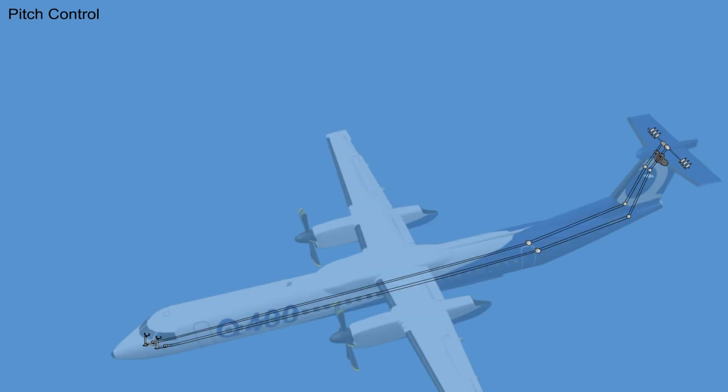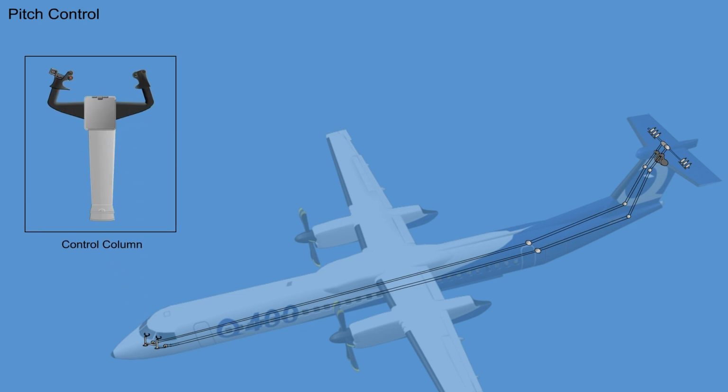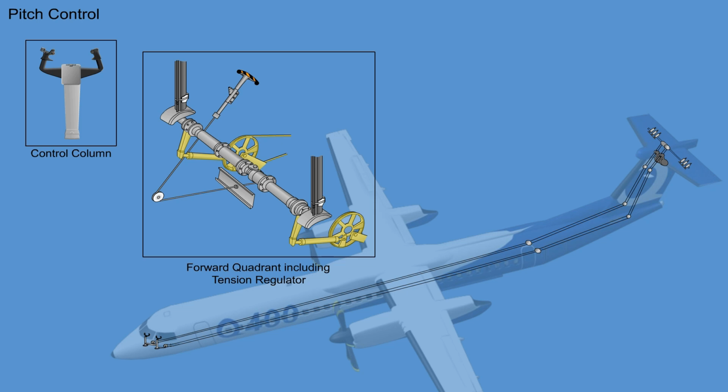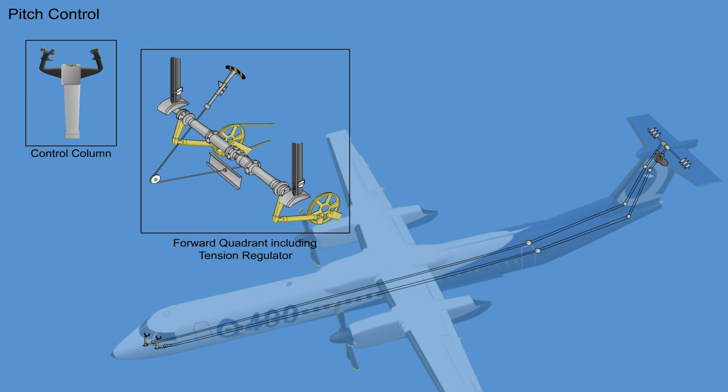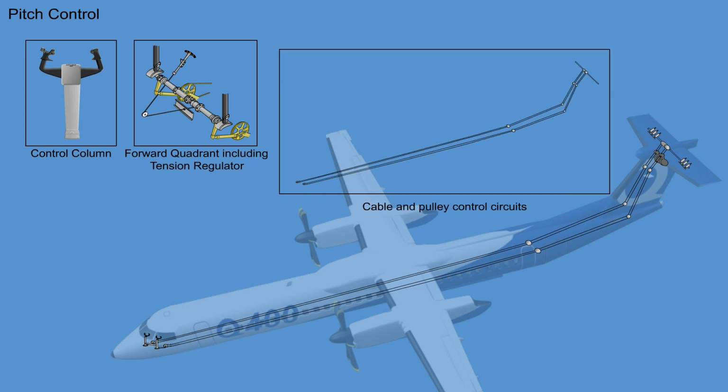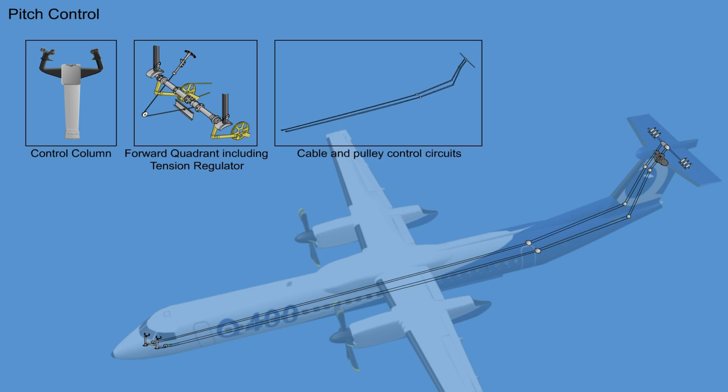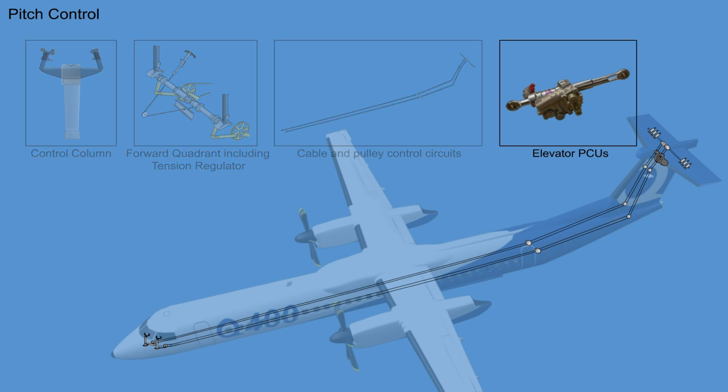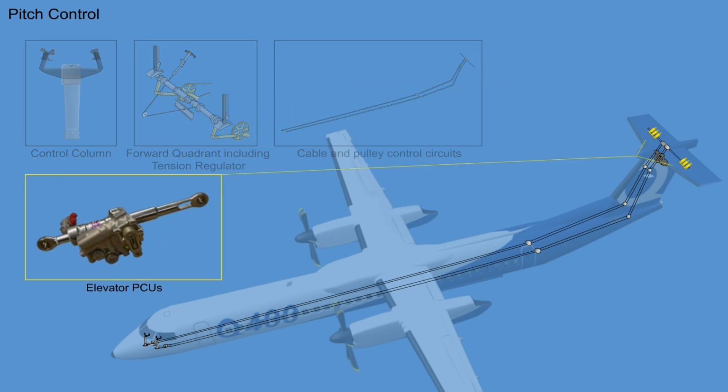Each system consists of the control column, the forward quadrants, and two fully independent cable and pulley control circuits to the elevator power control units. There are three identical hydraulic power control units on each elevator. The outboard and center power control units on each elevator are active at all times, while the inboard power control unit is a standby.